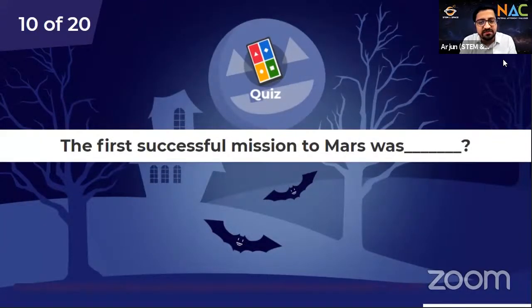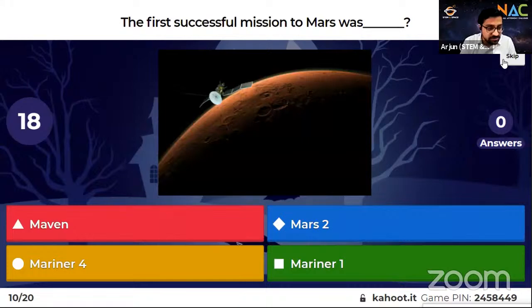The first successful mission to Mars was... What was the first successful mission to Mars? Was it MAVEN? Was it Mars 2? Was it Mariner 4? Or was it Mariner 1? Come on, answer quickly. First successful mission to Mars, what was the name?